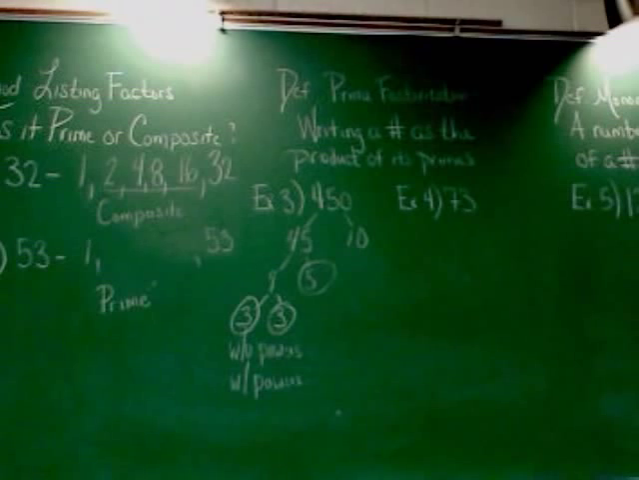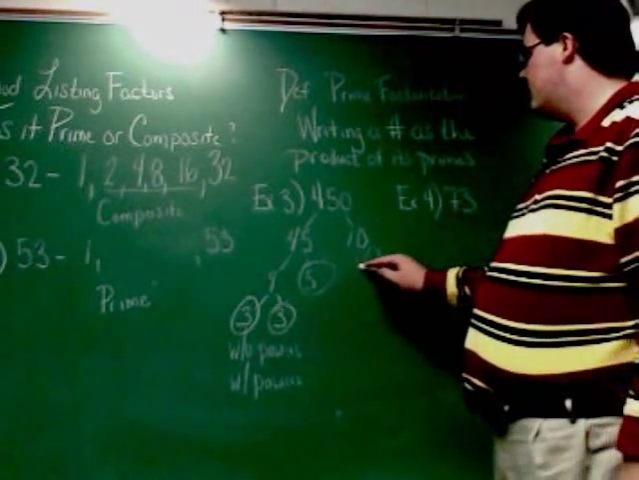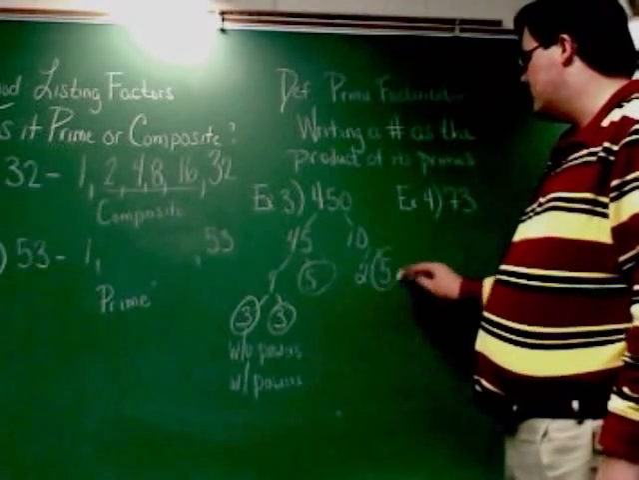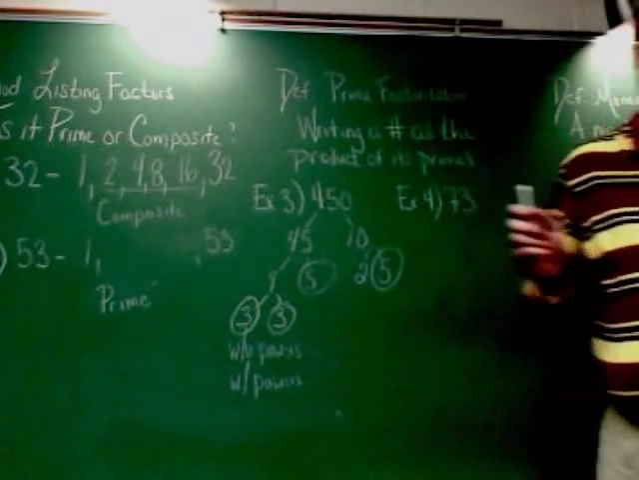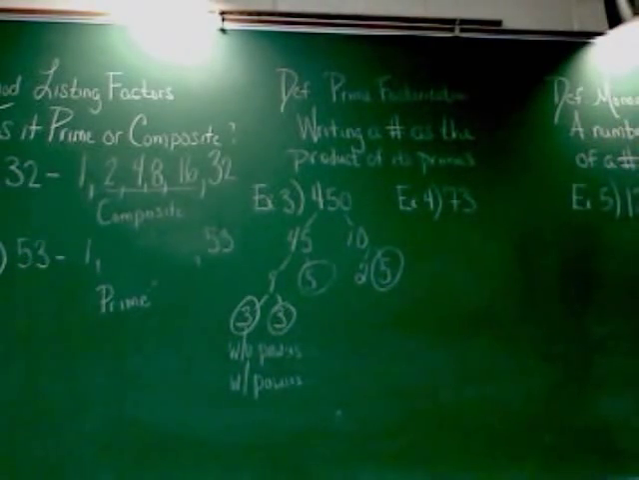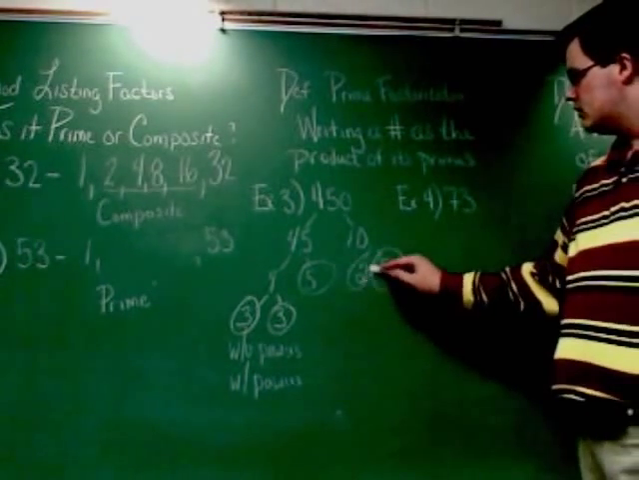All right, let's go ahead and take a look at 10. Two numbers that make 10. 2 and 5 would be a good guess. We already said that 5 is a prime number, and 2 is obviously a prime number because 1 and 2 is the only way you're going to make 2. So we're done with that.